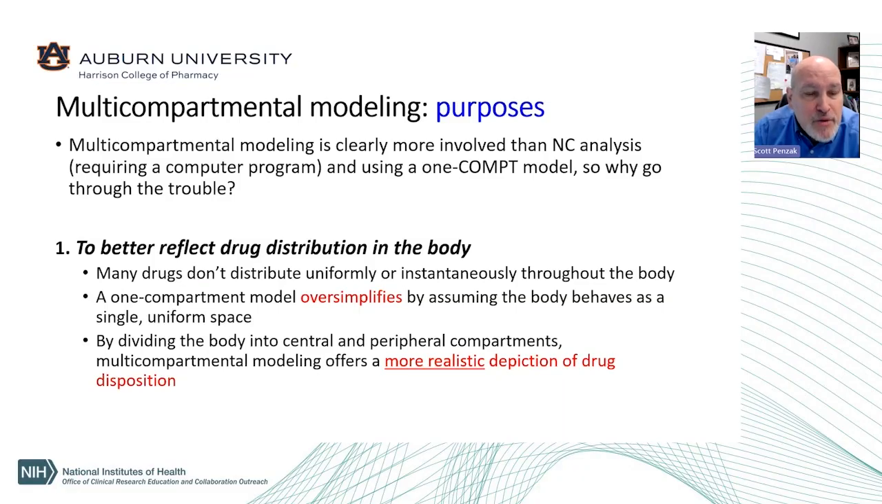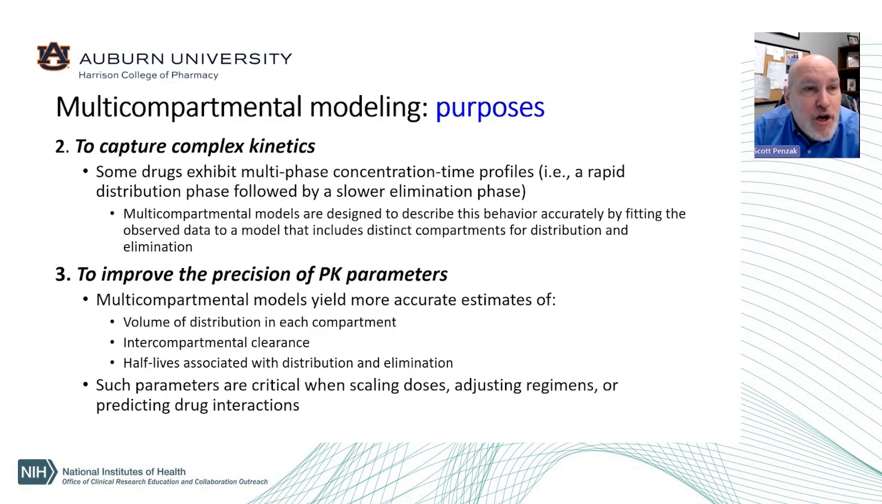So by dividing the body into a central and peripheral compartment, or perhaps more compartments than that, multi-compartmental modeling offers a more realistic depiction of drug disposition. A lot of drugs are very well described by 2 and sometimes 3 compartment models. So the multi-compartment model, as I said, works better to capture complex kinetics. Some drugs exhibit multi-phase concentration time profiles. You might have a rapid distribution phase, like aminoglycosides or vancomycin, and then that's followed by a slower elimination phase. Multi-compartmental models are designed then to describe that behavior accurately by fitting the observed data to the model that includes those distinct compartments for distribution and elimination.